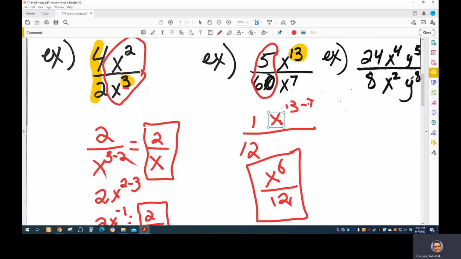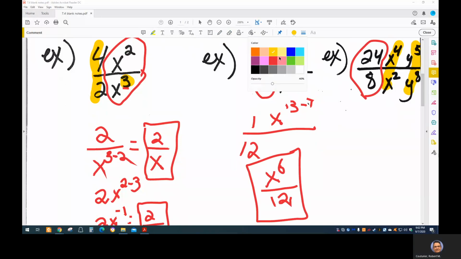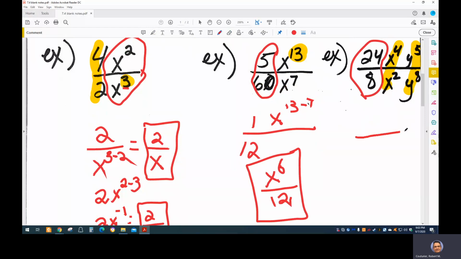Look at this last one here. This one has 2 different variables. Okay, so again, we have to deal with the numbers first. And then we're going to tackle just the x's. Then we'll do just the y's. Okay, so let's do this first. So we have 8 and 24. So I know that 8 goes into 8 one time, and 8 goes into 24 3 times. 16, 24, yeah, definitely 3 times.